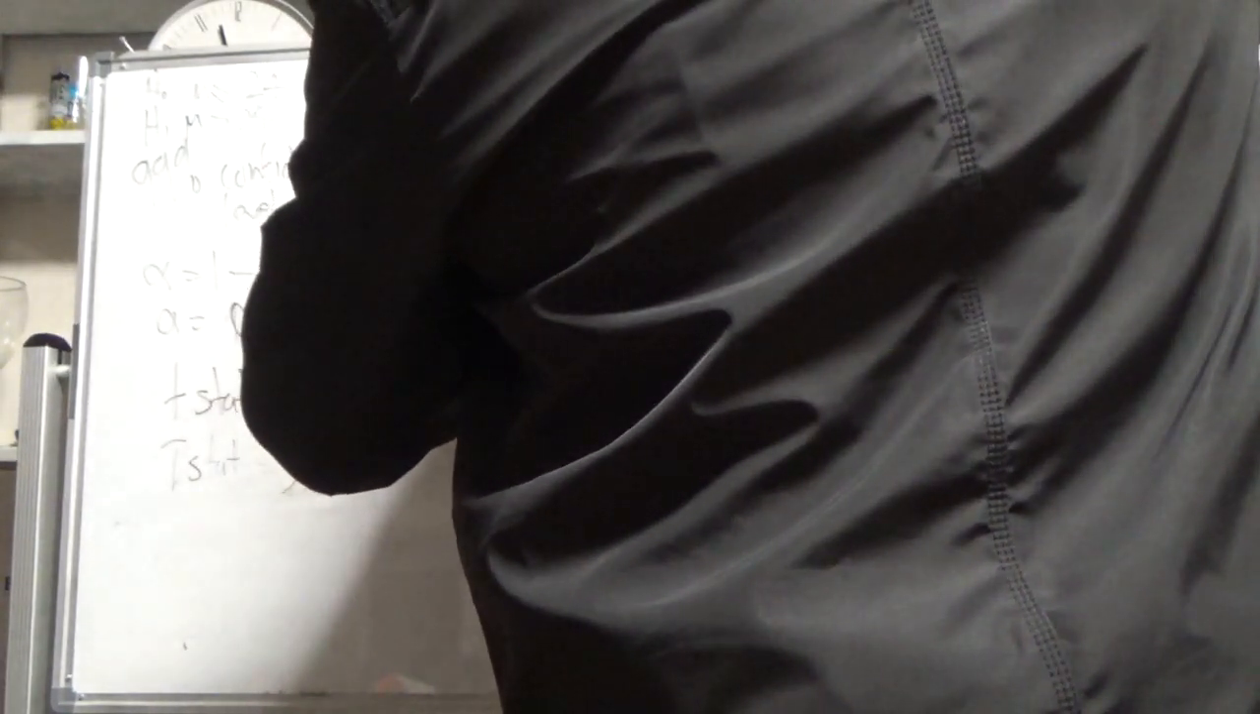Now we need an acceptance and rejection region. So we've got to get the critical values. What are they?